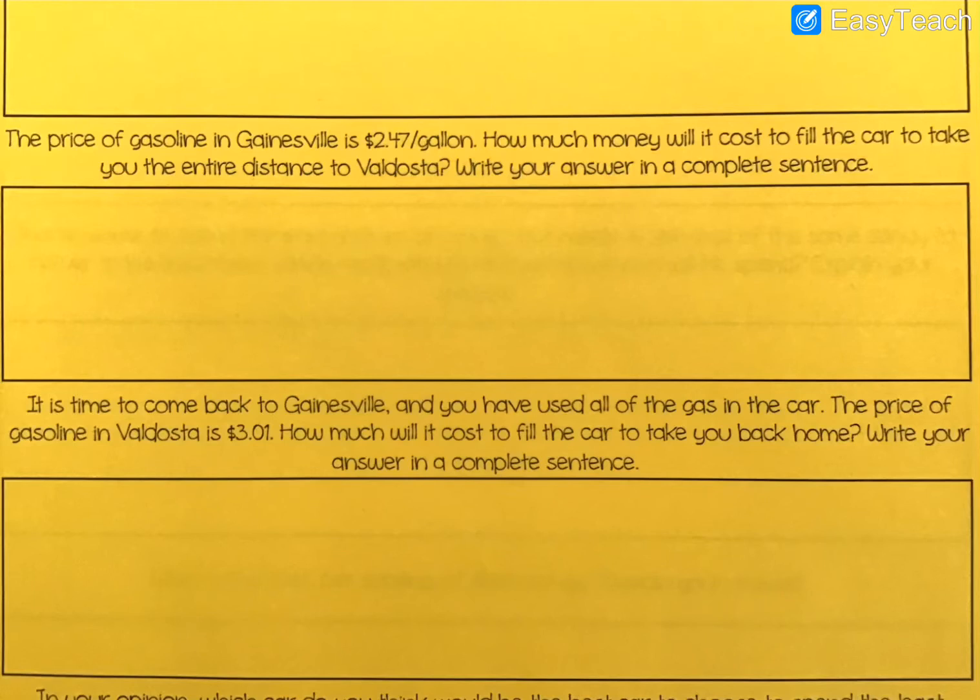All right, so number 3, very similar to number 2. It is requiring us to multiply. How do we know that we're multiplying? Because they're telling us that the price of gasoline in Valdosta, Georgia is $3.01. Basically, what they're saying is that's $3.01 per gallon, meaning every gallon of gas that we put into this Honda Accord is going to cost us $3.01. And they want to know how much it's going to cost us. So how much money will we spend filling up our car to bring us back home?